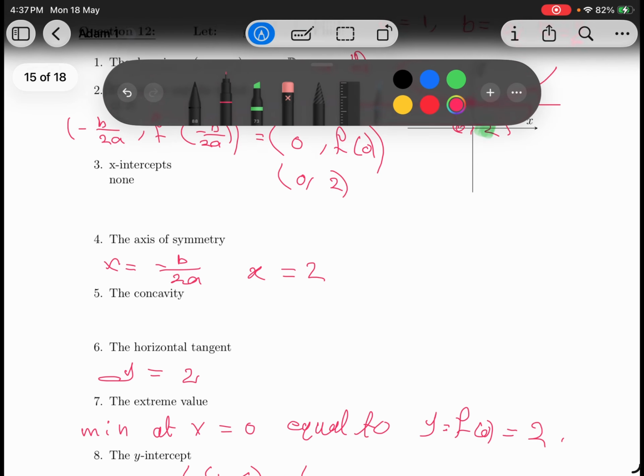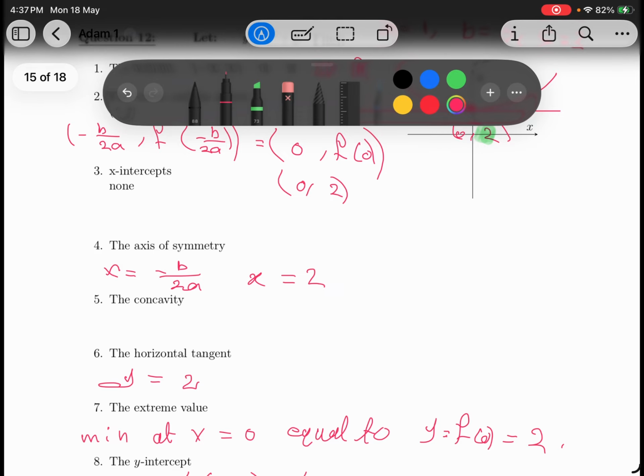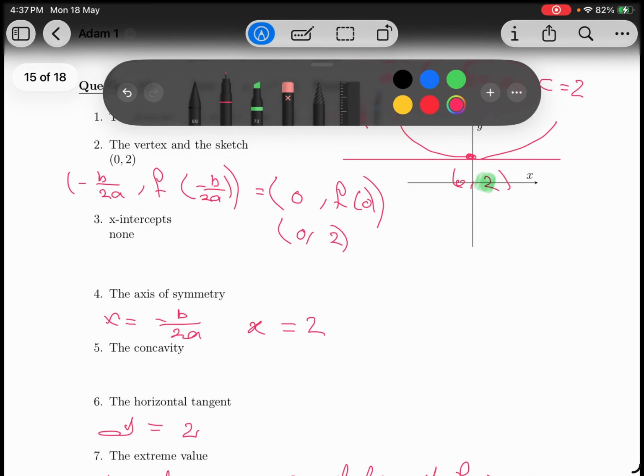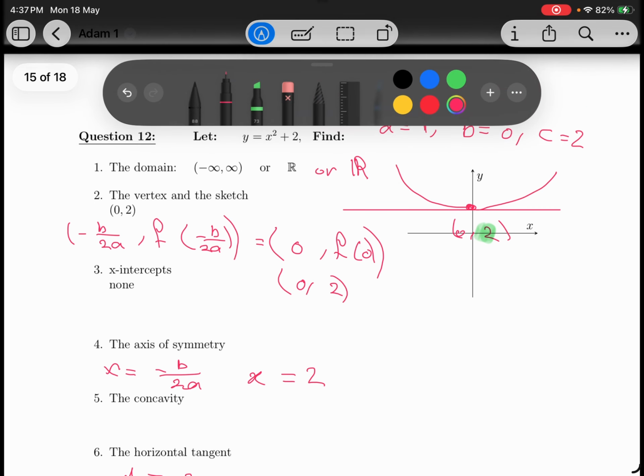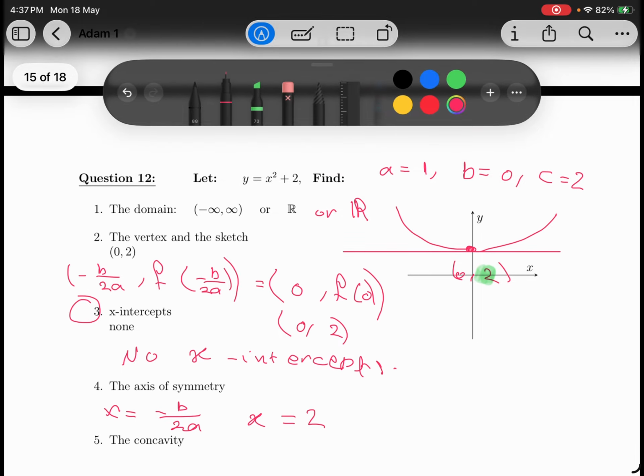Okay, maybe here guys I just forgot a small detail. So this is talking about the x-intercept, this number 3. So here there are no x-intercepts. Let me go through this in detail.